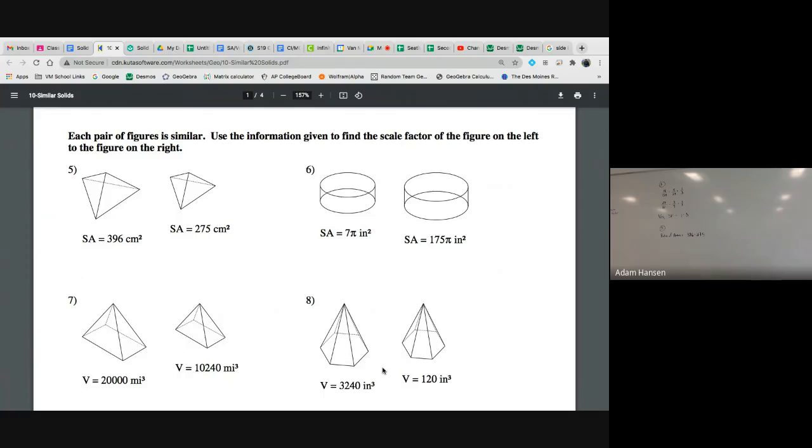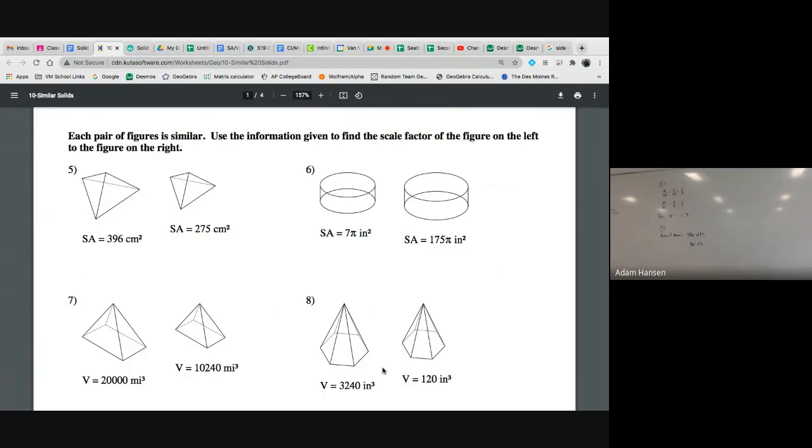What can I divide from 396 and 275? Let me give you a hint. Try 11. How many times does 11 divide into 396? 36. And then 36 here. How many times does 11 divide into 275? 25. That's right. There's the ratio of areas, 36 to 25.